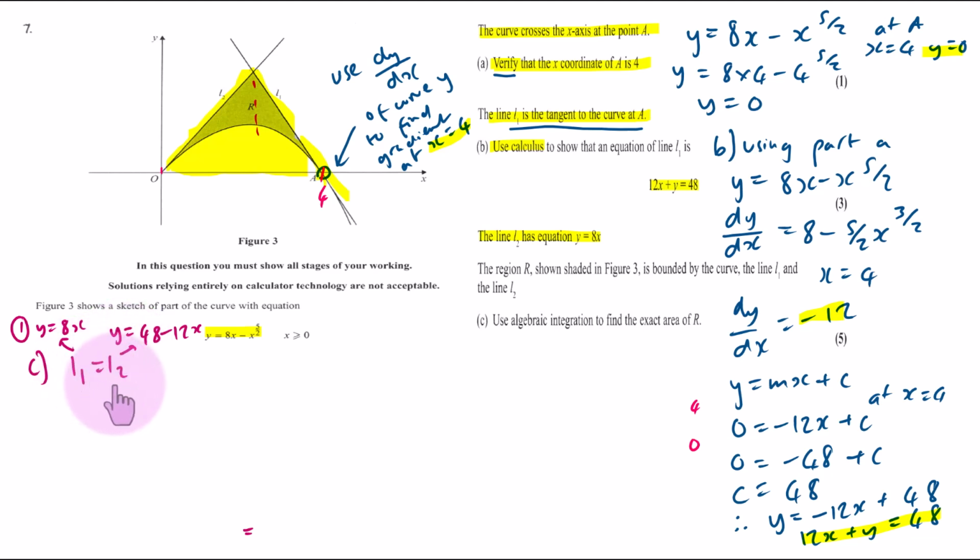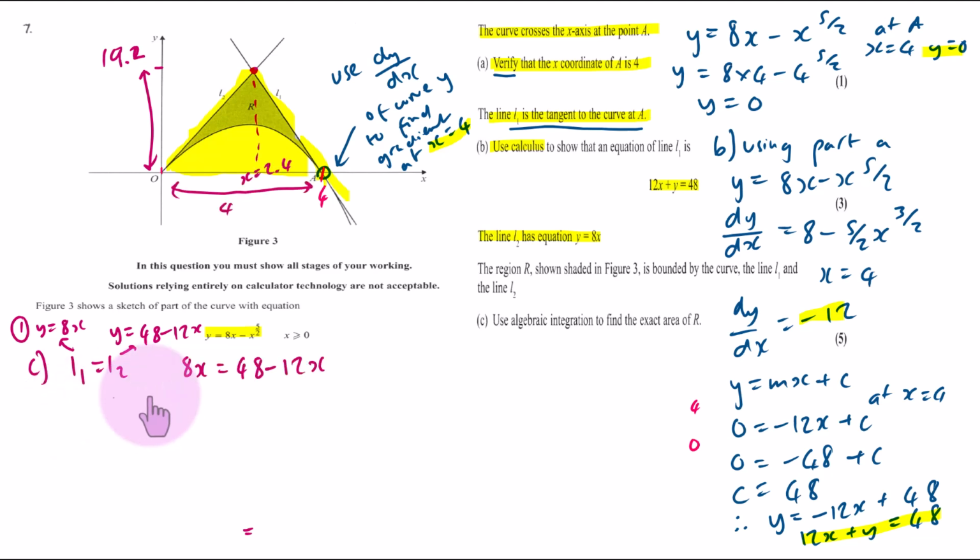Now let L1 equal L2, that's the spot here. That will give us the height eventually, and I'll show you how in a minute. Once we solve for 8x equals 48 minus 12x, rearrange to get 20x equals 48. So divide by 20, x equals 2.4. So when we get our x equals 2.4, we can substitute that 2.4 into any one of our equations to get our height of 19.2.